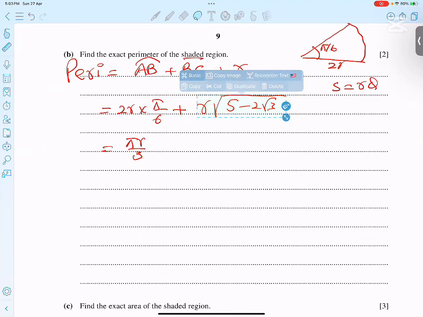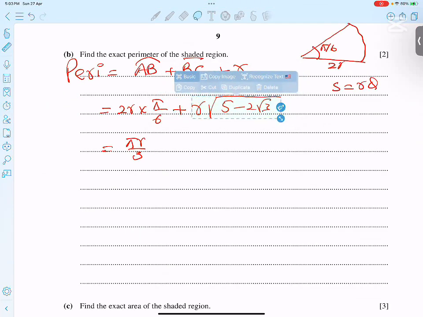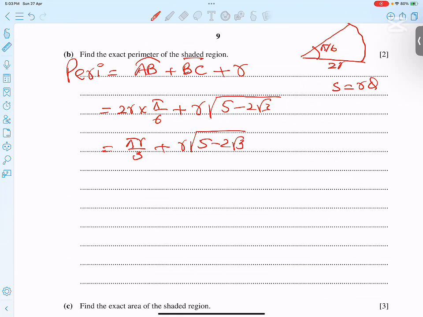This is clear. Okay, this is done. So it means r times (2√5 − 2√3), and plus r is already available. So r is done. And he was asking for the exact perimeter. If you leave it here, you get full marks because you can take r common. If you want, you can do one extra step.